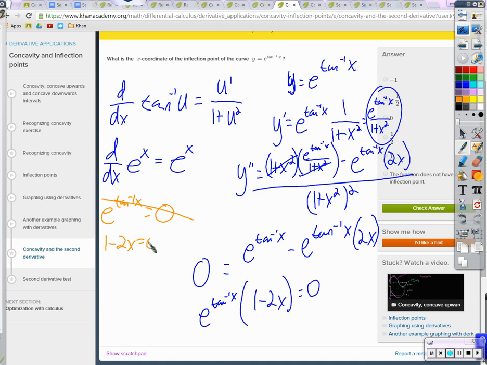How about this one? 1 minus 2x equals 0. Now x is 1/2. That looked crazy, but now it's not so crazy. We just solved for x and x is 1/2. But it's been so long since we started. What did that tell us? Does it tell us the inflection point? It's a possible inflection point. Maybe it crosses through 0, or maybe it just touches 0 and comes back. Maybe it's negative the whole time, touches 0 and comes back down, or vice versa, positive the whole time.